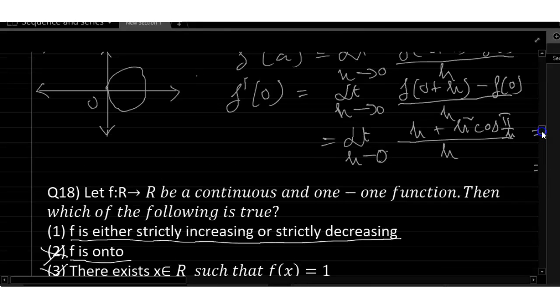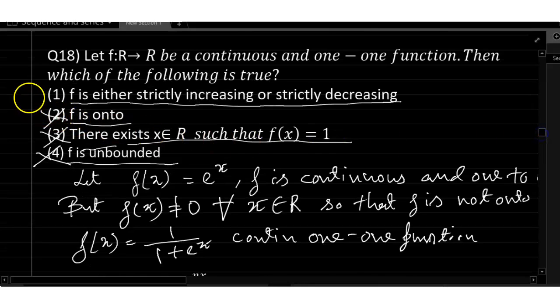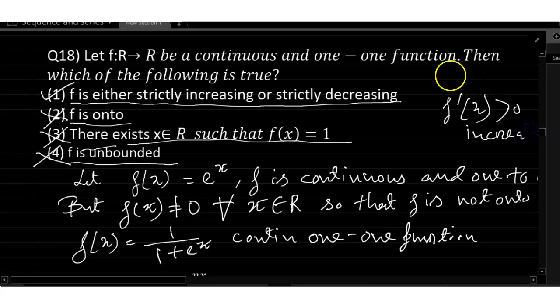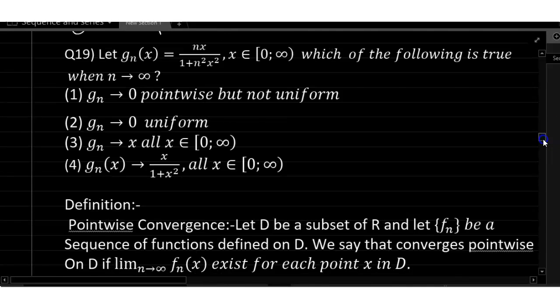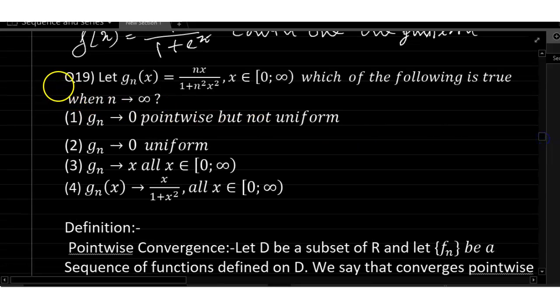Only this option, f is either strictly increasing or strictly decreasing, is correct, because f dash x is not 0. That means if f dash x is greater than 0, then it is increasing, or otherwise if f dash x is less than 0, then it is decreasing. So we have understood that f is either strictly increasing or strictly decreasing. This is possible. The next problem is a uniform continuity problem.